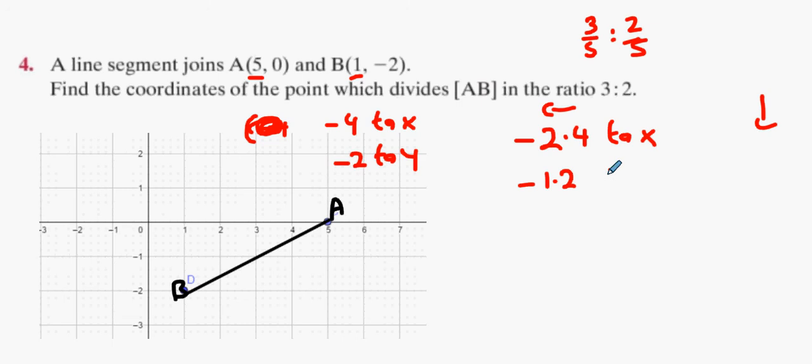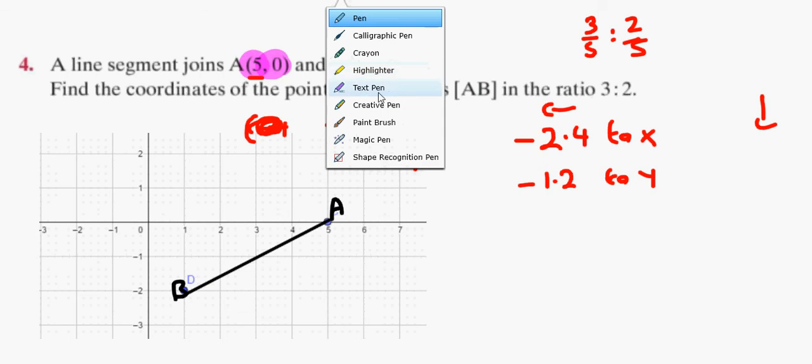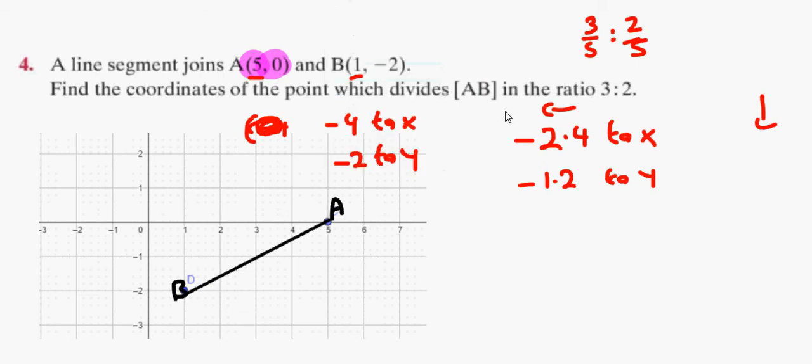Give me a sec. Alright. Here's what I started off with. I started off with 5, 0. Now what happens if I take those numbers away from 5, 0? From 5, 0, I'm going to take away 2.4 and 1.2. So what do I get? Anybody? 2.6 and minus 1.2. Let's look at that. 2.6 is there and 1.2 is there. Is it exactly halfway?